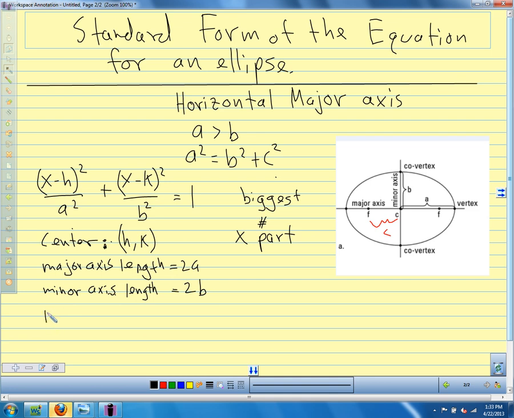Our foci: c tells us how far the center is from the focus. That's what the c in this equation tells us, how far the center is from the focus. So when our major axis is horizontal, our focus is going to be c units to the right and c units to the left of the center. So we're just going to move right and left from the center by c units. So our foci are going to be at (h plus or minus c, k). So we're just moving to the right and the left by c units from the center.